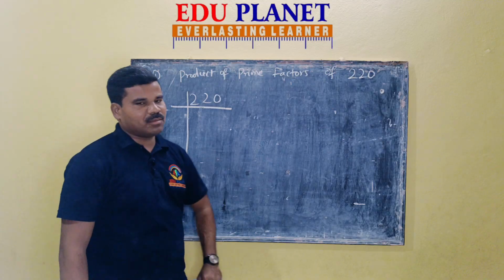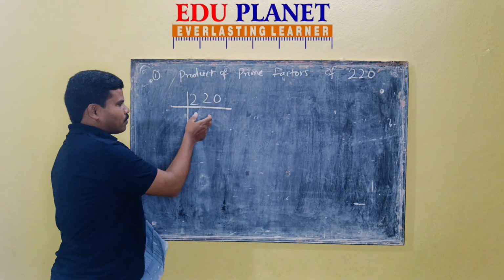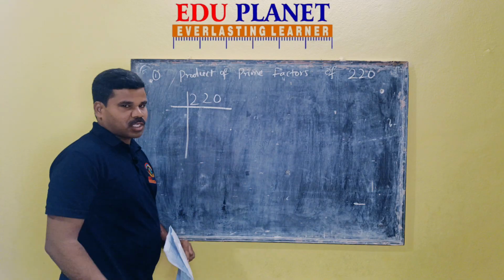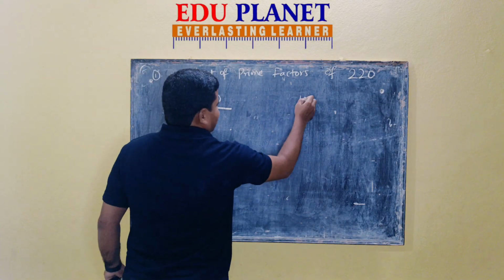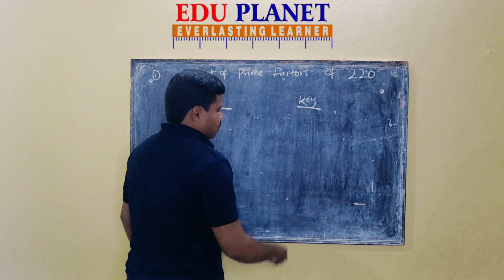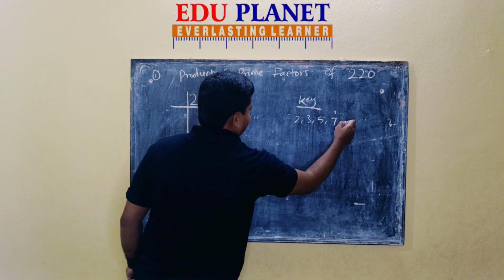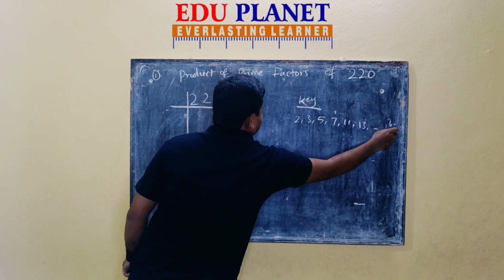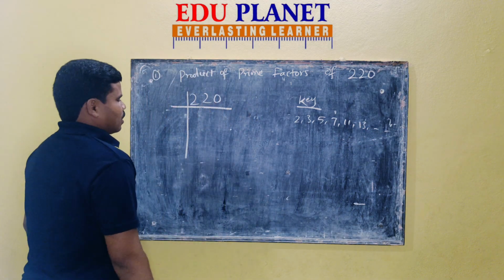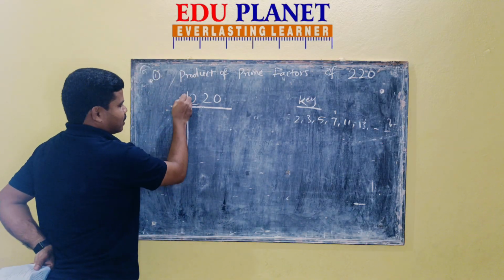The fundamental arithmetic theorem states that we can write any composite number as a product of primes. It means we have to factorize the given number with the help of primes. So as a key, I am taking some prime numbers: 2, 3, 5, 7, 11, 13, 17, 19, and so on. Start the factorization process with the least prime number, that is 2.